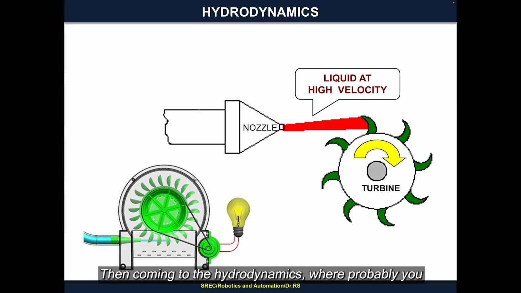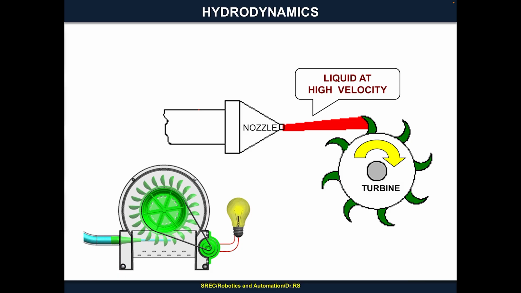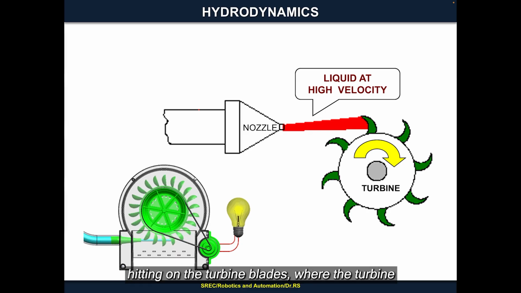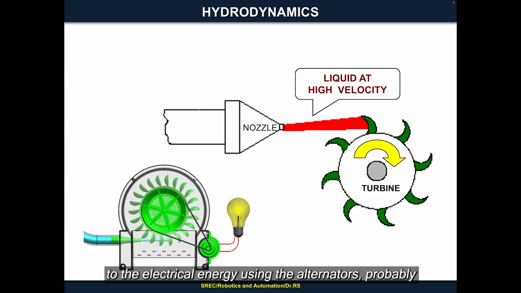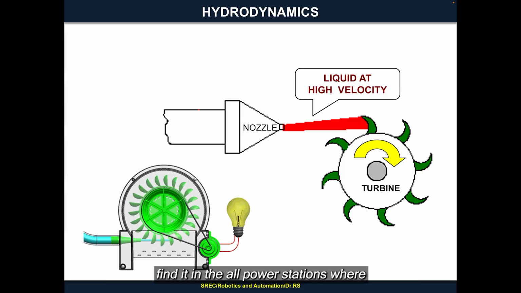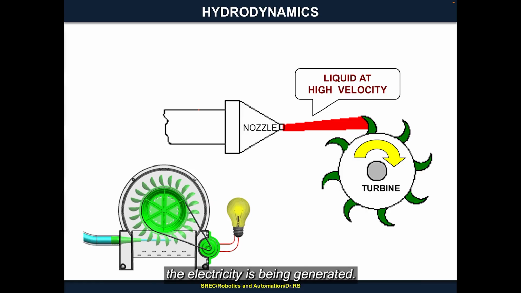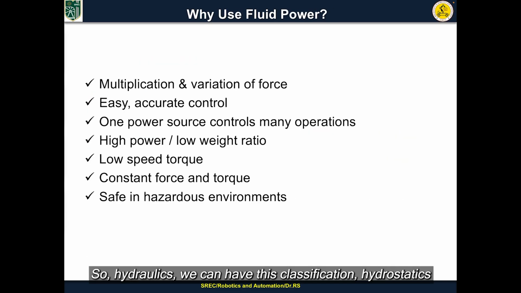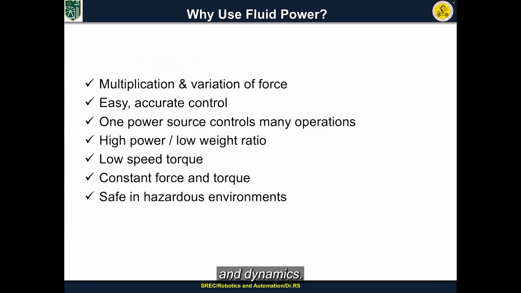Then coming to the hydrodynamics, you can find it used in turbines, where the nozzle of a water jet hits the turbine blades, the turbine rotates, and the same rotation is converted to electrical energy using alternators. You will probably find it in all power stations where electricity is being generated. So in hydraulics, we can have this classification: hydrostatics and dynamics.